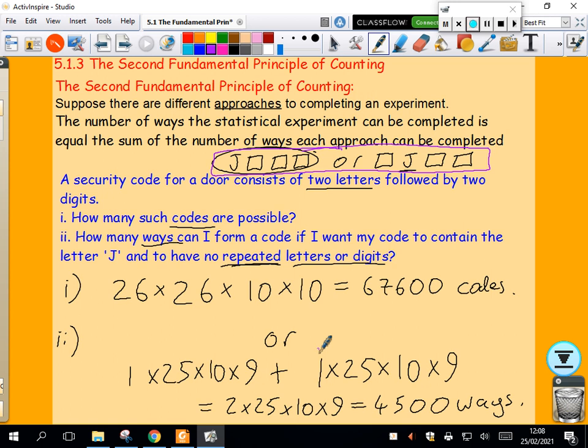So that's the second fundamental principle of counting, section 5.1.3, or section 5.1 in your textbook. Practice, practice.